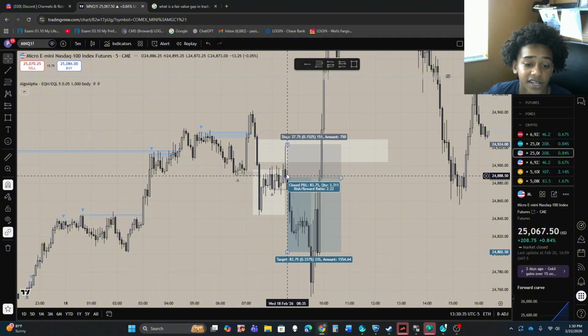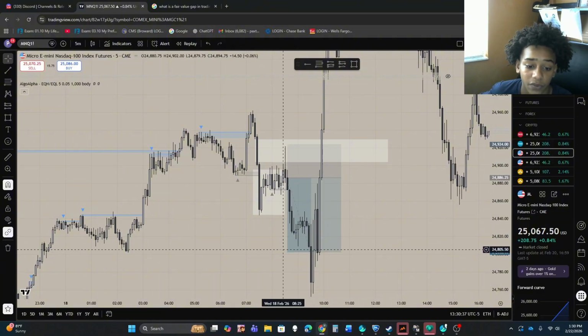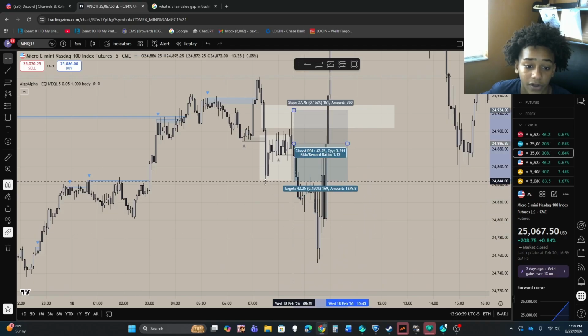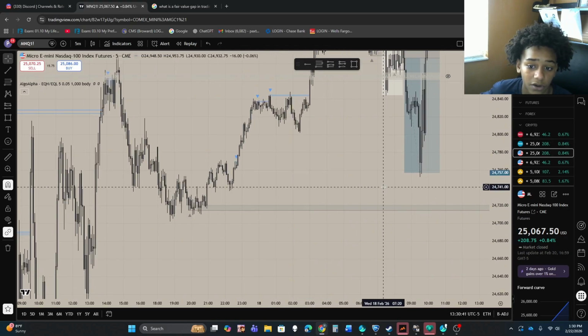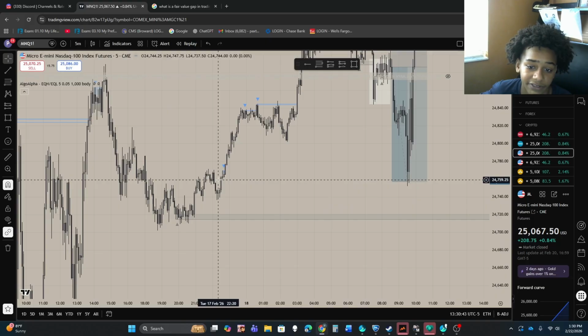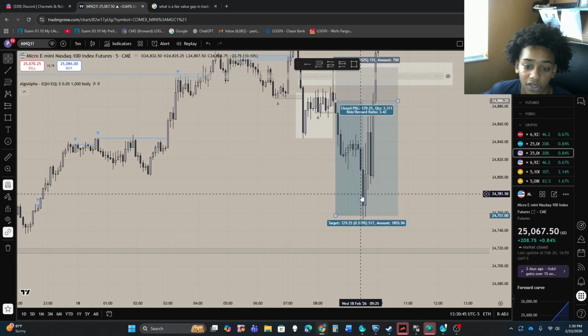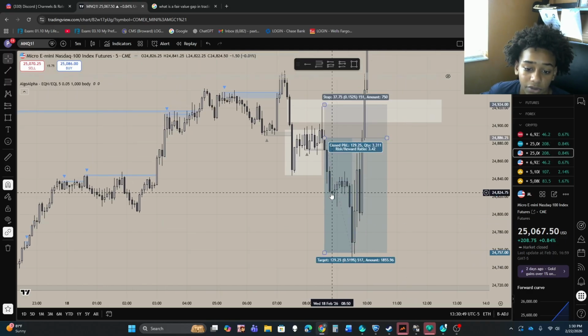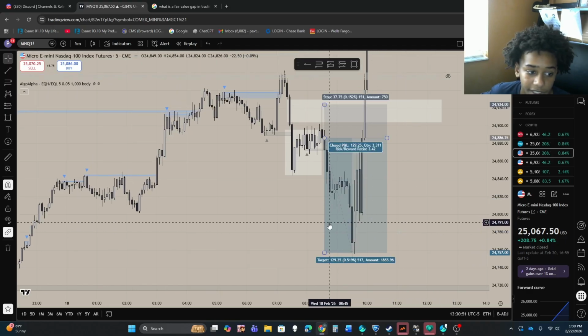So we take the trade off of this fair value gap and we win. You can take partials here, and if we look all the way down here, there's a nice little fair value gap that we can use to target, and price immediately hits our TP after only about 10 to 15 minutes. So that is the first on-chart example.